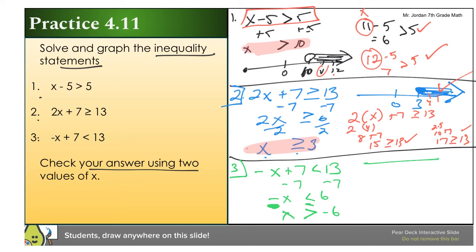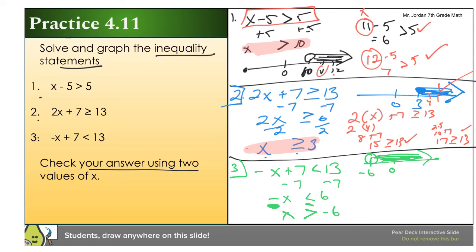Now I have to graph this. I always put down where the 0 is. Negative 6 is below, and x is not equal to, so I put an open circle, and then it's larger than minus 6. And now I do the check.